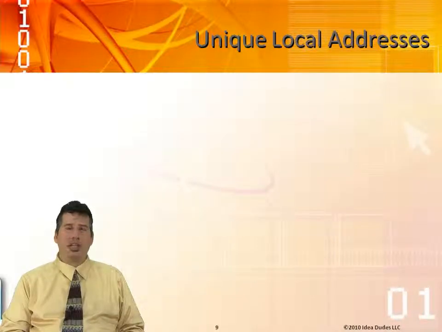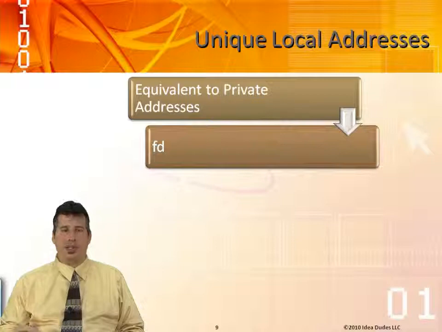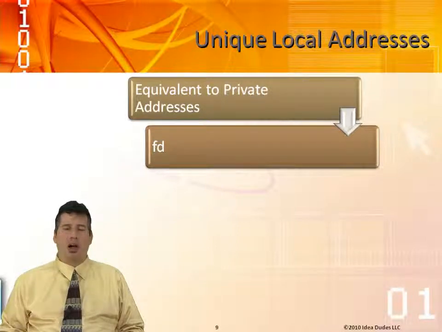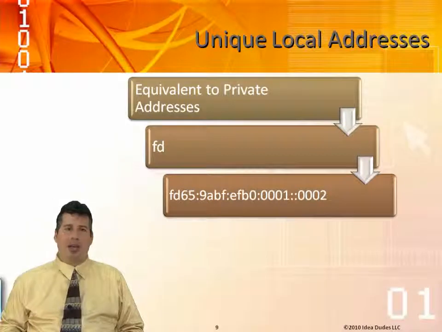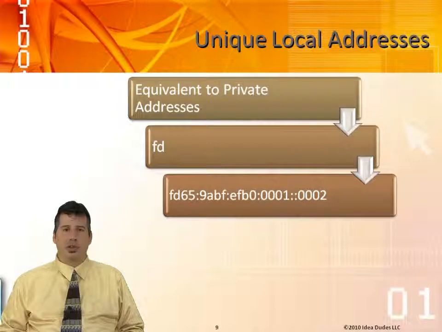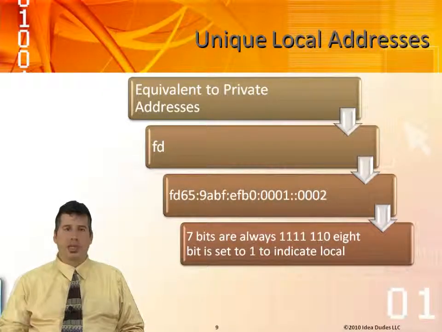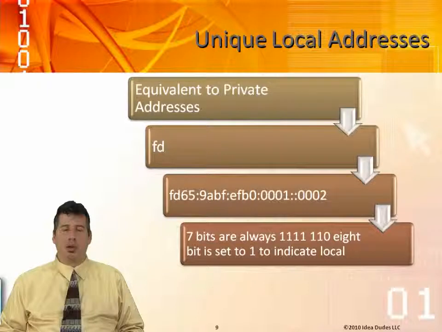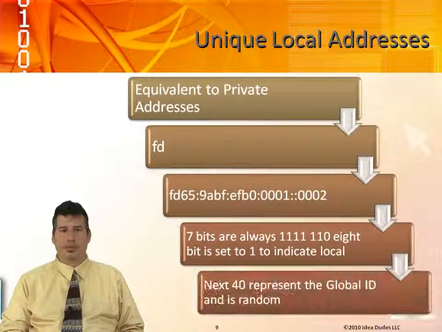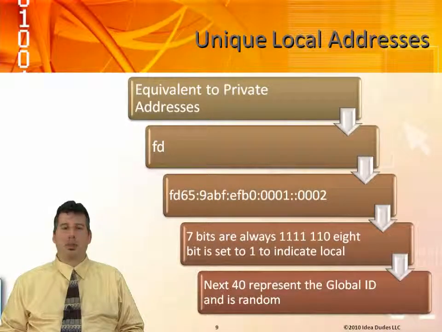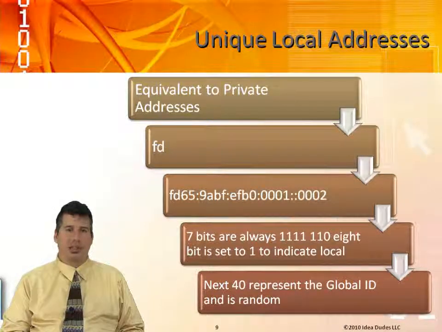Now, when we look at unique local addresses, they're equivalent to the private IP addresses. FD is the beginning of those addresses. FD65:98BF:EFB0:0001:: indicates there's a bunch of zeros in there, then 0002. The first 7 bits are always 1111110, and the 8th bit is set to 1 to indicate local. And the next 40 bits represent the global ID and are randomly assigned, based on Windows 2008.